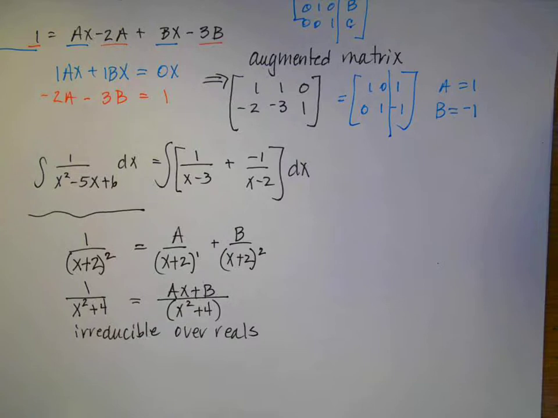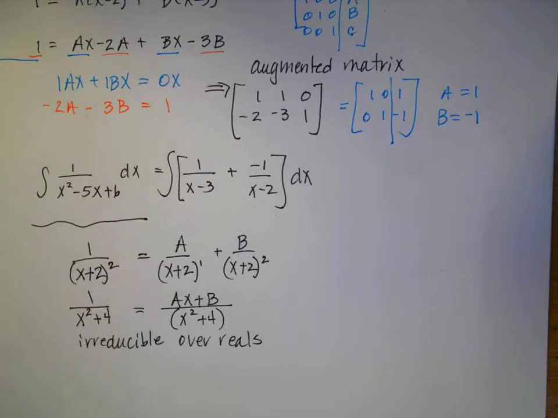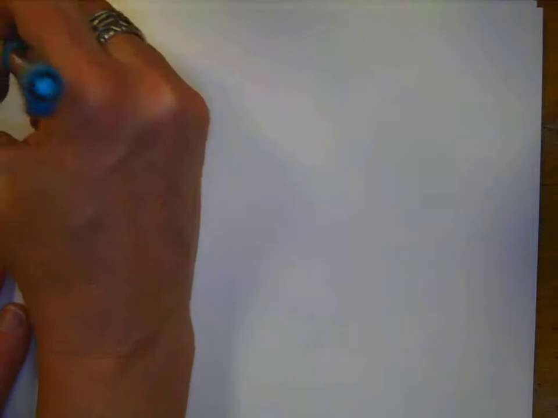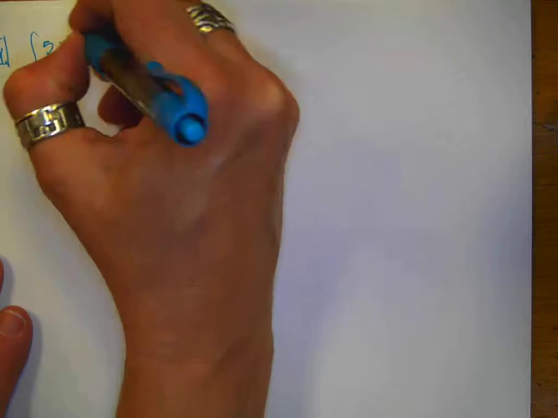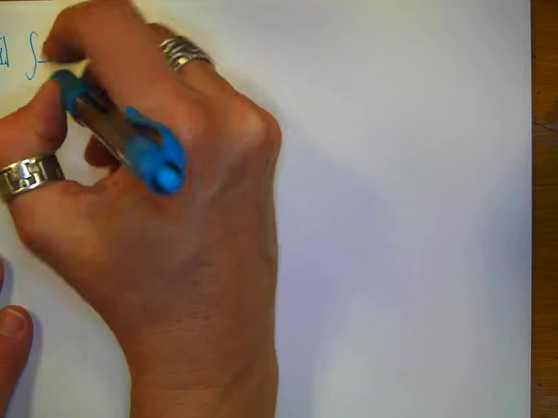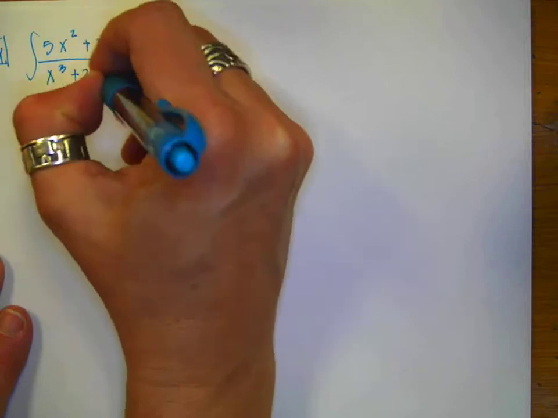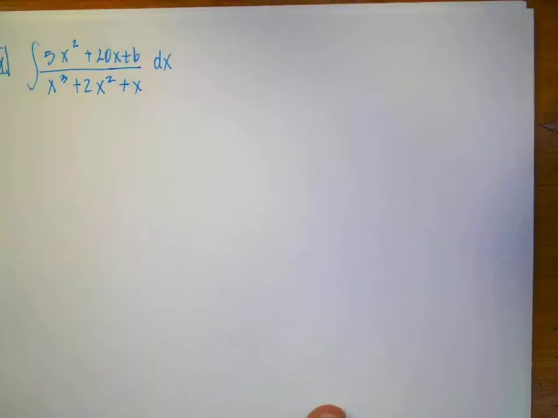So I just want to do now several examples that help us work through this process. And I was going to write down the rules about how to do this, but I think by the time I go through a couple of examples you'll be good to go. All right, so let's start our next example. This one's a little bit more entertaining. I have the integral of 5x squared plus 20x plus 6 over x cubed plus 2x squared plus x, and then I have dx.